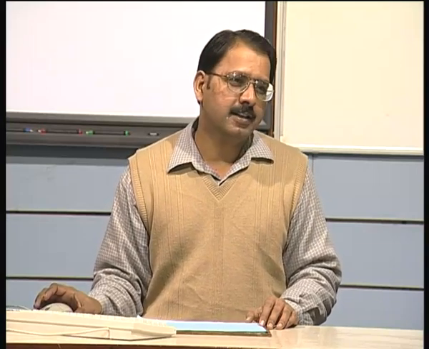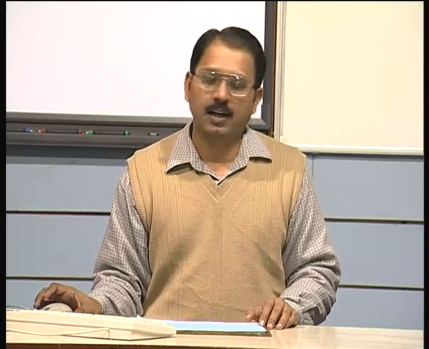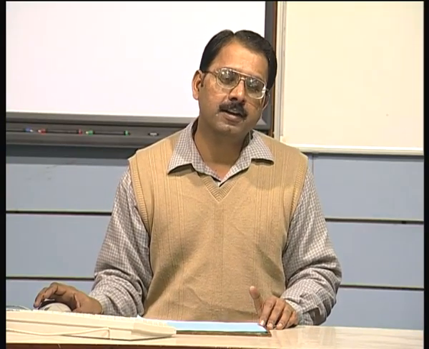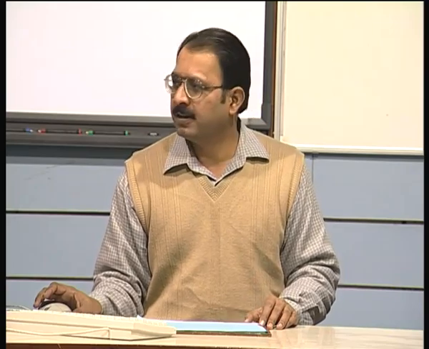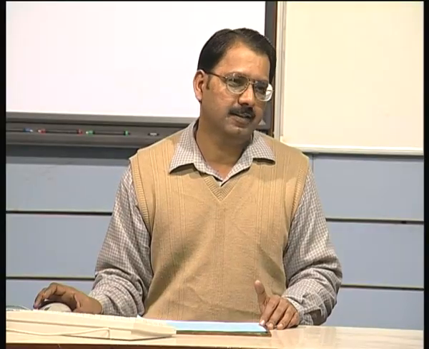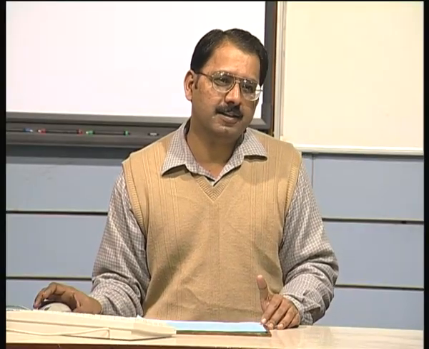Now, I can extend this to higher dimensions too, and you get different representations by fixing different entities. For example, in these equations, instead of varying the variable t, I may have varied, let us say, either r or h. If I do that, what will I get? I will get a straight line instead of a circle.